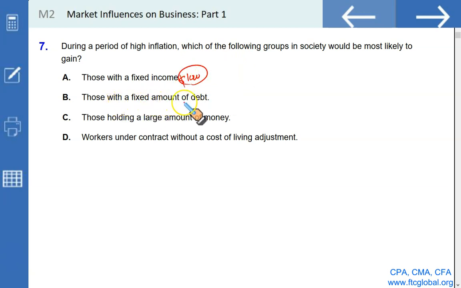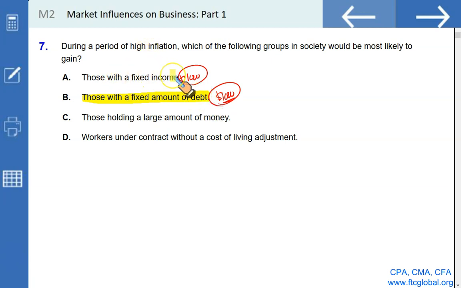Those with a fixed amount of debt. I have to pay $1,000 maybe in 1 year, and high inflation means the money is losing its value. So this $1,000 will be a very little liability payable after 1 year for me, as the money is losing its value. So this $1,000 would appear to be a very manageable debt for me. So those with a fixed amount of debt will benefit in high inflation.